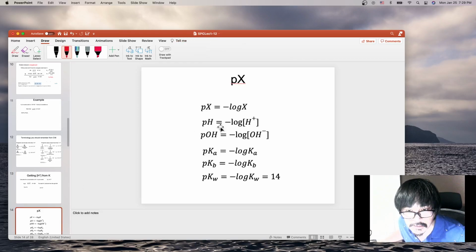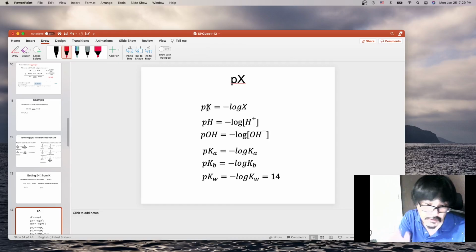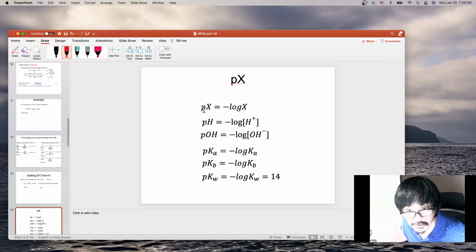And some other formula that you probably need to remember is the p function right here. If you put anything into this x here, you have p of x, right? The px function is minus log, base 10, so it's minus log of x. If you plug in H here, minus log of H plus. If you plug in OH here, minus log of OH concentration. You can put Ka to get the pKa, minus log of Ka, pKb, minus log of Kb, and pKw, minus log of Kw, which is equal to 14.